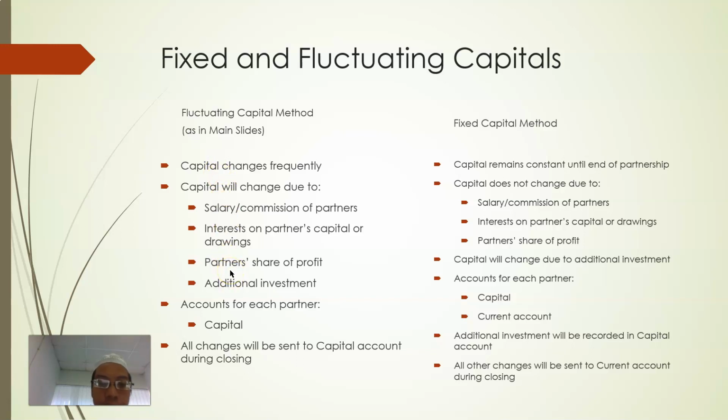Thirdly is the partner's share of profit. After the operation of a business, after one accounting period, we will of course calculate the profit, and then we will calculate how much profit will be distributed among the partners. Each partner will get a share of the profit. Under the fluctuating capital method, that share of profit will be added to the capital balance of the partner. Therefore, their capital will increase.